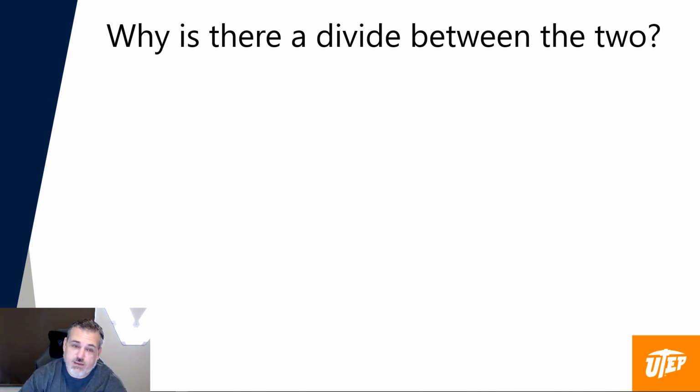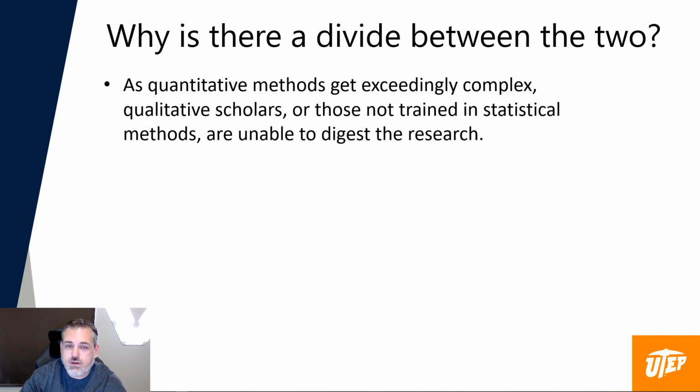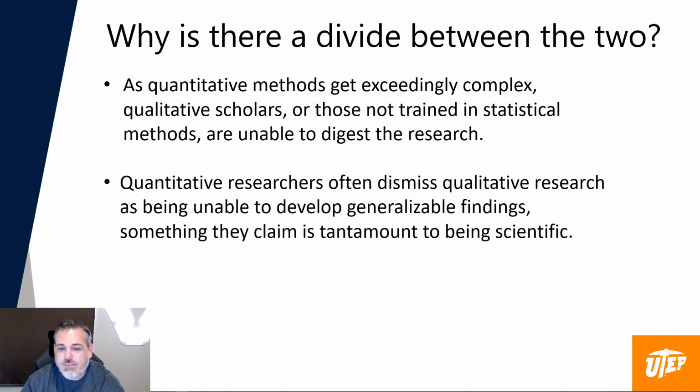The reason for that is sort of twofold. First, quantitative methods, even in the past 15 years since I've been a social scientist, have gotten exceedingly complex. And as these quantitative methods have gotten exceedingly complex, qualitative scholars, not trained in statistical analysis, find it very difficult to actually be able to digest the research that quantitative scholars are putting out. If that was the entirety of the problem, there probably wouldn't be as much of a divide. But there's another side to that.